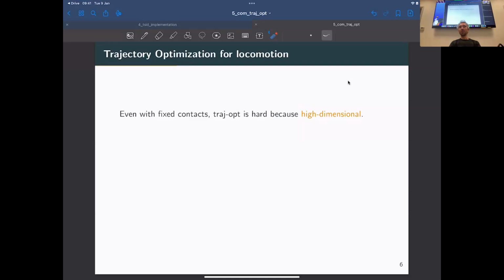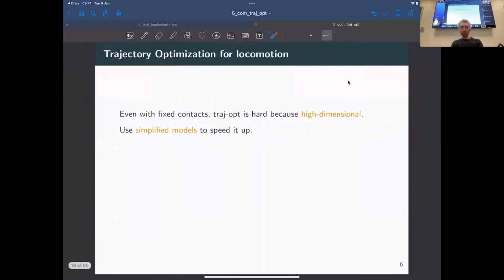So 100 times 100, you get 10 to the power of 4. So you have 10,000 variables in your problem. So it starts becoming a quite large problem. You could still try to solve it, but it's large, it's slow, it's non-convex. So it's not something trivial to implement and to make work in practice.